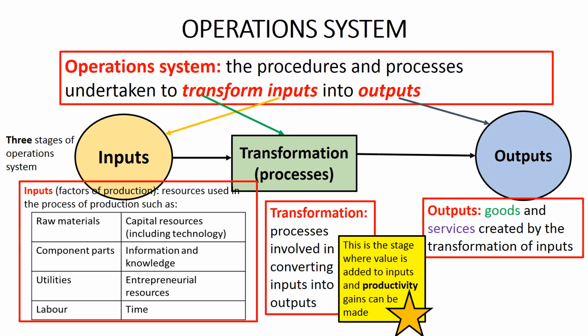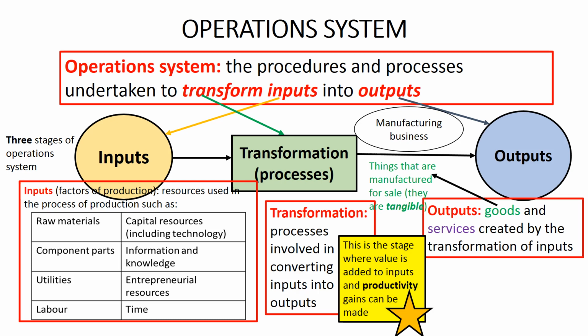Outputs are the goods and services created by the transformation of inputs. Find the term outputs in your vocabulary sheets and write this definition in there. Goods are things that are manufactured for sale. We say that goods are tangible because they are physical things that can be touched. An example of a good is a car. A manufacturing business produces, that is, manufactures goods for sale to customers.